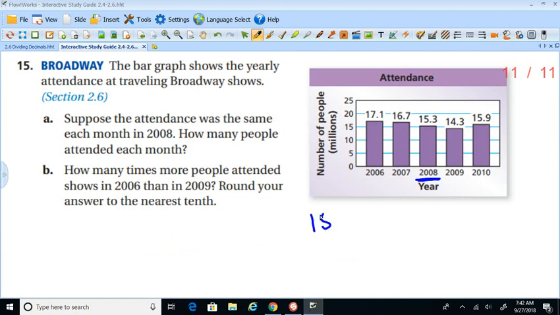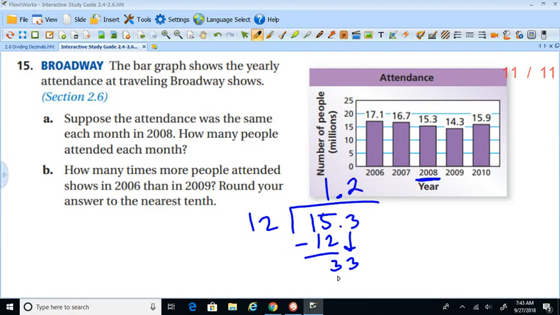Decimal point, first step, goes straight up here. And 12 goes into 15 one time, which is 12. Subtract, we get 3. Bring down 3. 12 goes into 33 twice, which is 24. Subtract, we get 9. Tack on a 0, bring it on down. 12 goes into 90. 12 times 8 is going to be 96, which is too many. So 12 times 7, which is 84.